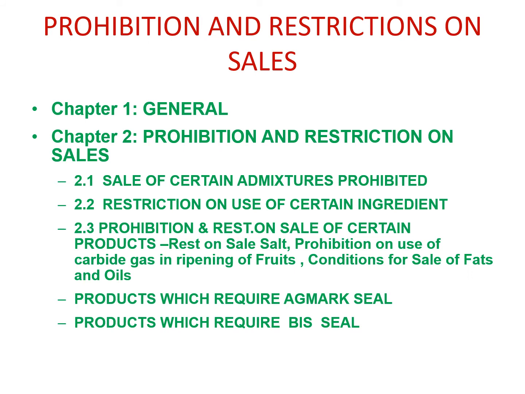Next is the prohibition and restriction of sales. This standard covers certain products which we cannot mix. A very simple example is milk with water, or certain ingredients, such as kesari dal, which are not allowed. Then there are restrictions on the sale of certain products. Similarly, there are products which need the BIS seal, like packaged drinking water or mineral water, and oils which require the AgMark seal. Those details are given in this standard.